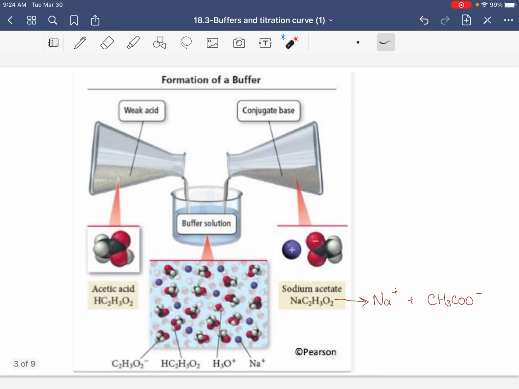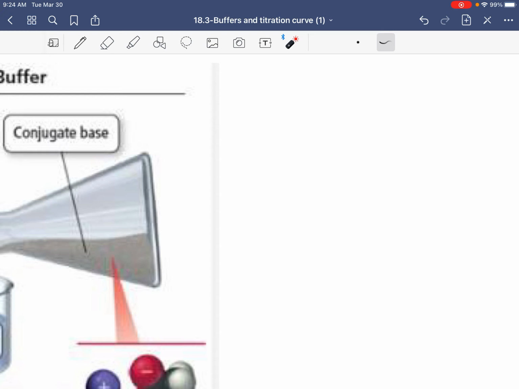Absolutely. Okay, let me just show you very quickly how to do that right here. Let me show you the chemistry behind it. First, you need a weak base. So this is a basic buffer, okay, because this one is an acidic buffer. So let me show you how to make a basic buffer.